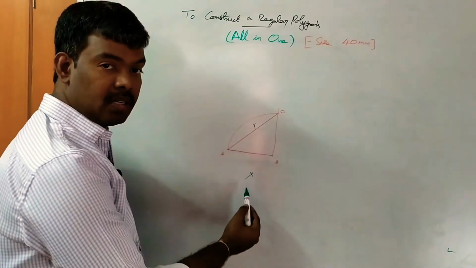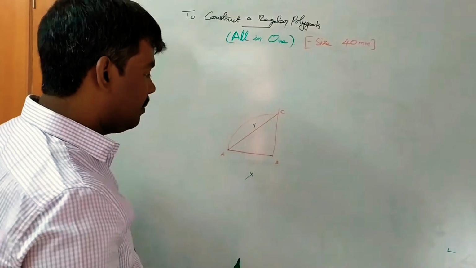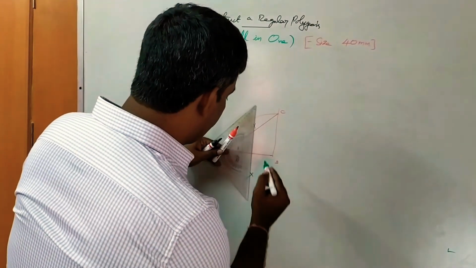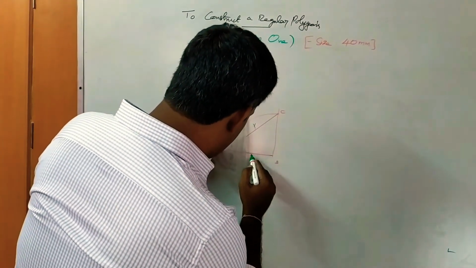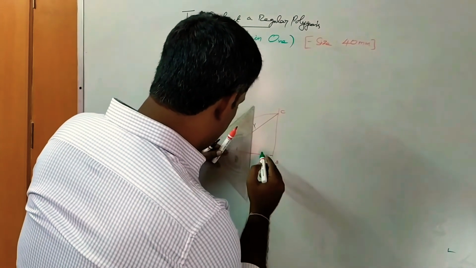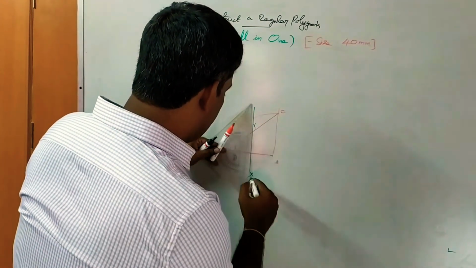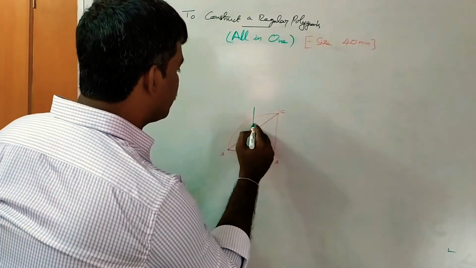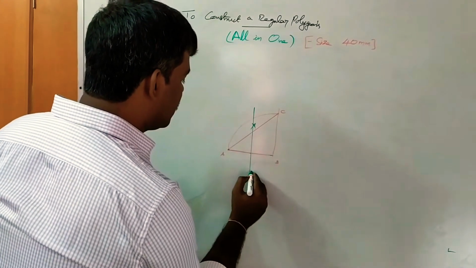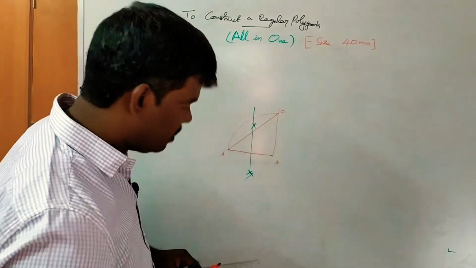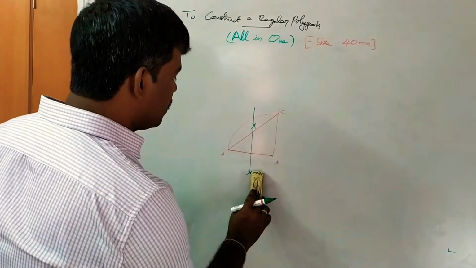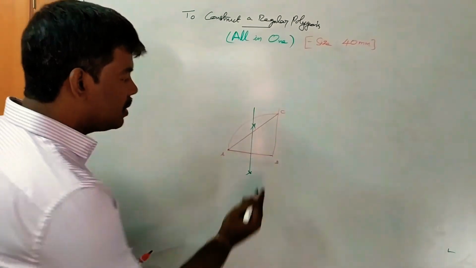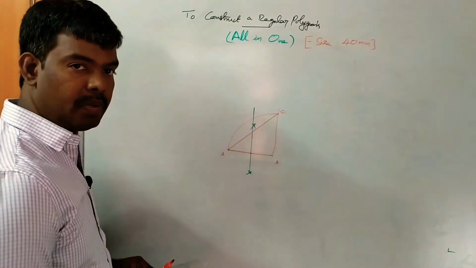Next, the intersecting arcs you join by a straight line. Finally we get the bisector. Clear? Understand these things? So this one is the bisector, size 20.